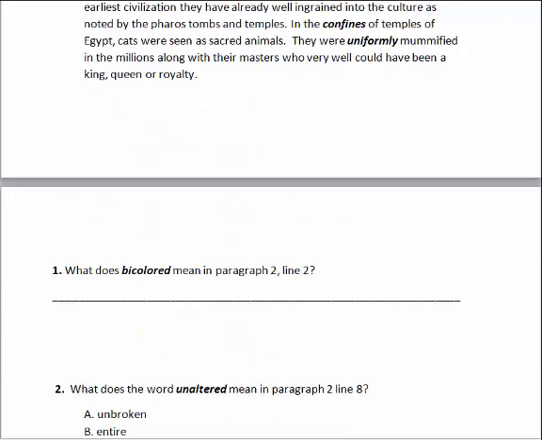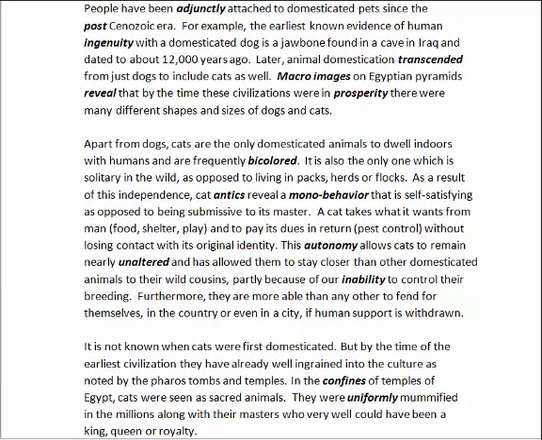I feel like that really didn't help me at all. Here is our word, inability. And it says, in the sentence above, autonomy has allowed them to remain unaltered, staying closer than other domesticated animals to the wild, partly because of the inability to control the breeding. So humans can't control the breeding, and that's going to keep these animals from changing.